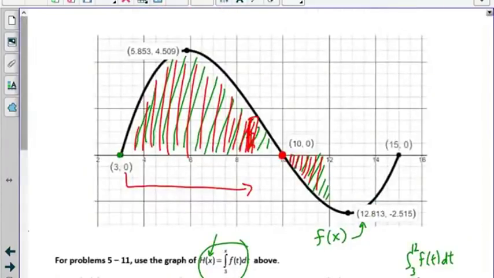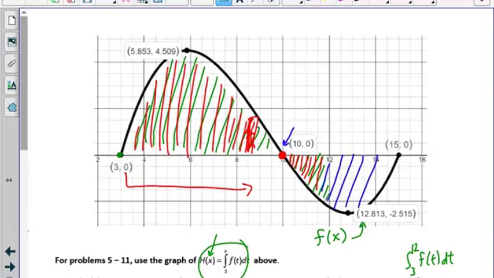when we have accumulated the most positive area that we will have the entire time. That is at 10. Our possible options for the minimum value are going to be at 3 and 15. And we know that it's at 3 because at 15, we still have not accumulated enough negative area in order to cancel out all the positive area that we got from 3 to 10. So that means that 3 is going to be our minimum value.